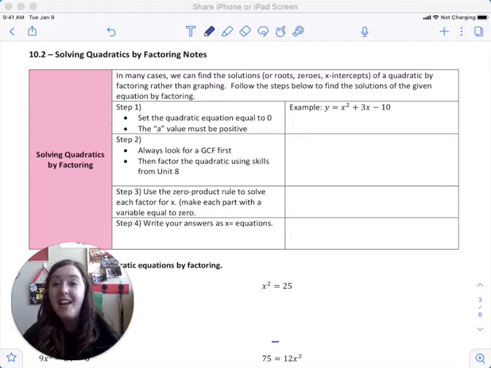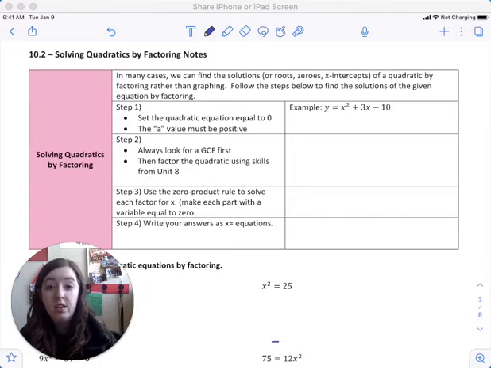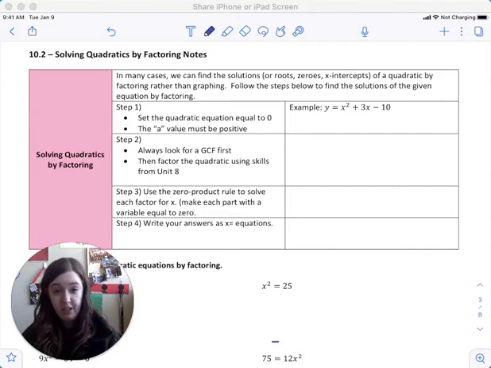Hey guys, today we are going to be solving quadratics by factoring. So what we're going to do is get an equation equal to 0. And when it's equal to 0, then we're going to factor it. And then we're going to use that zero product property that we learned in 10.1. And then we'll find our two values.